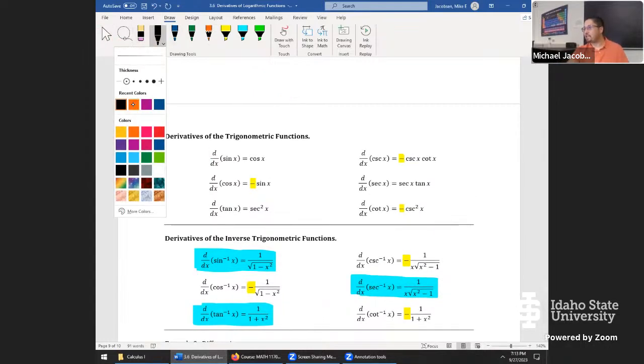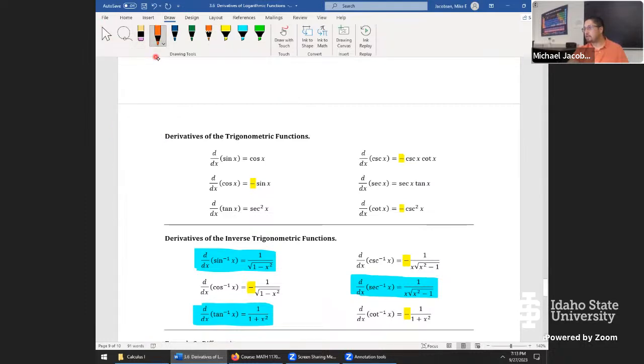Let's put a note right here. It's important to memorize both tables.